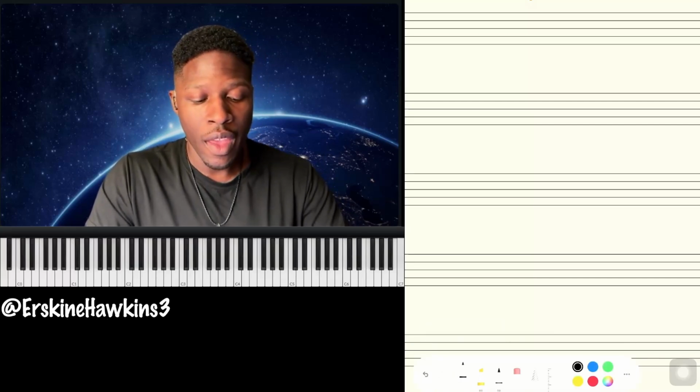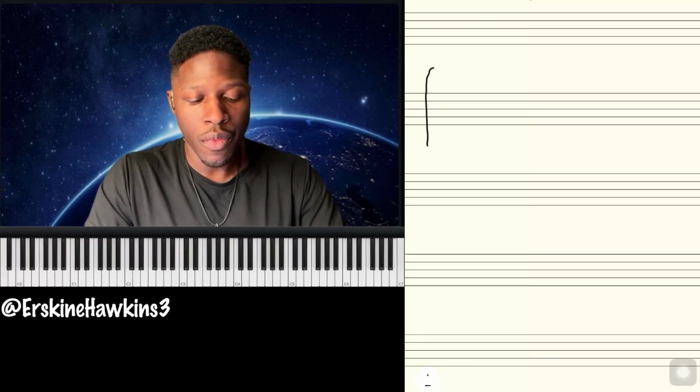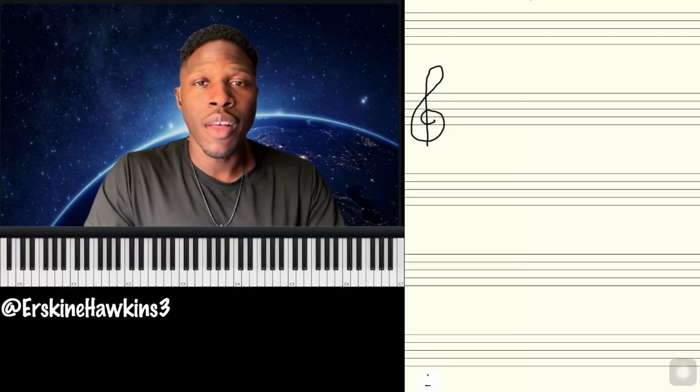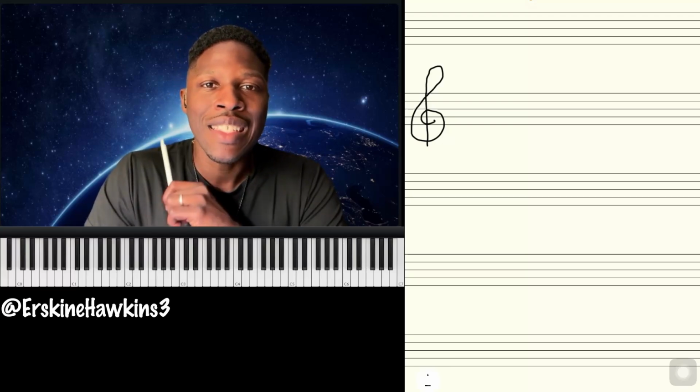You just need to know that we are working with the treble clef. Hopefully this looks okay. Yeah, that'll do. I'm rusty at drawing these, but that is what the treble clef looks like. Now, back to our lines and spaces.